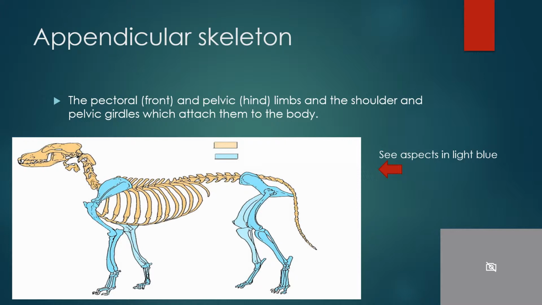So what is the purpose of the skeleton? It also acts as a store for essential minerals. And we have hemopoietic tissue that forms the bone marrow, and this manufactures blood cells.